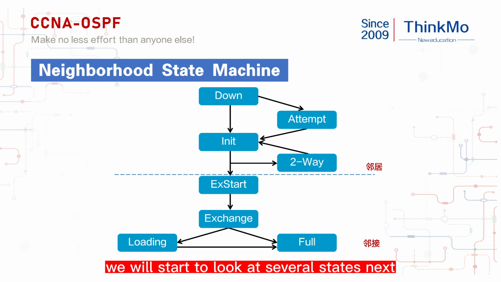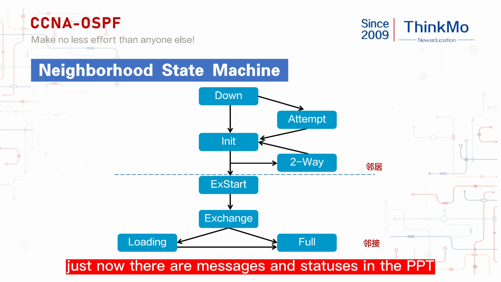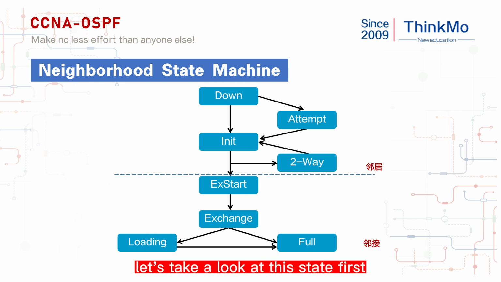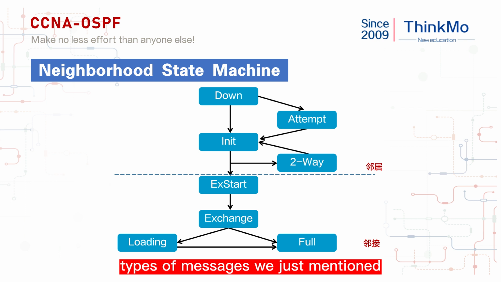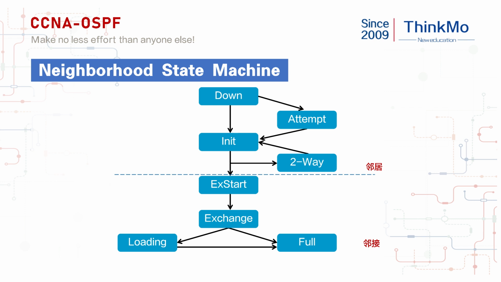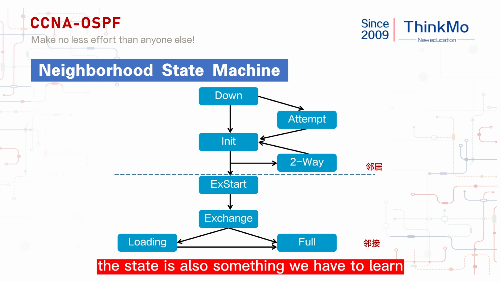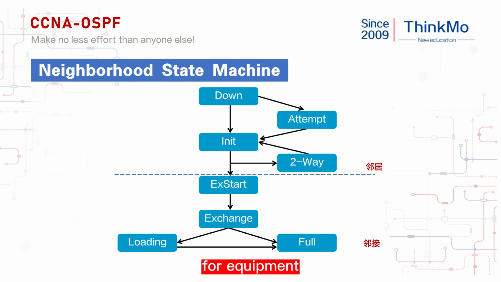We will start to look at several states next. Just now there are messages and statuses in the PPT. Let's take a look at this state first. In addition to the 5 types of messages we just mentioned, the state is also something we have to learn. For equipment, there are 8 states.